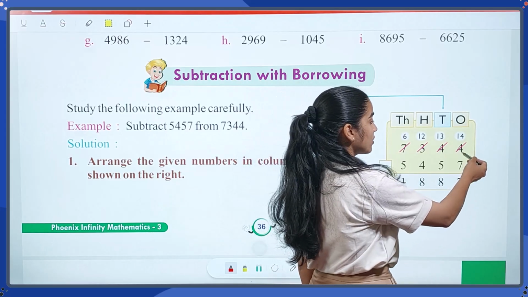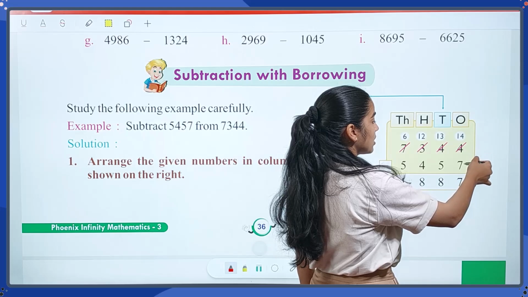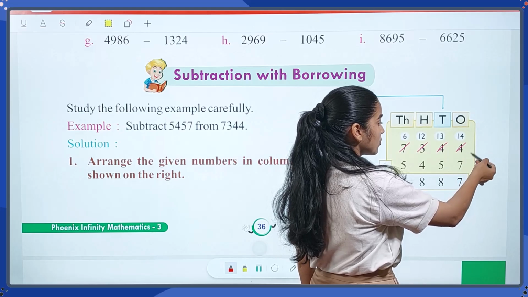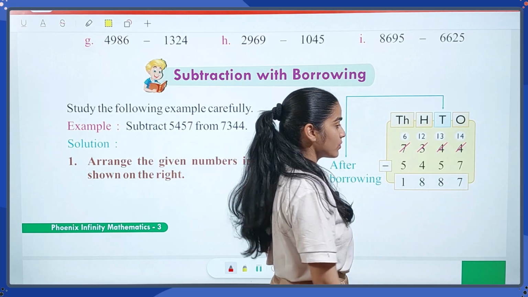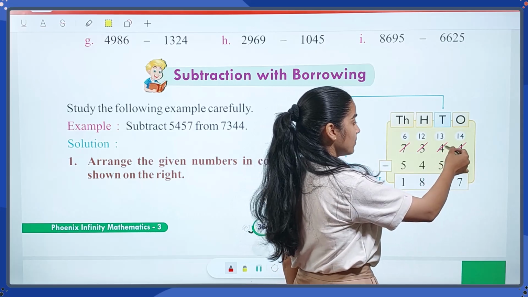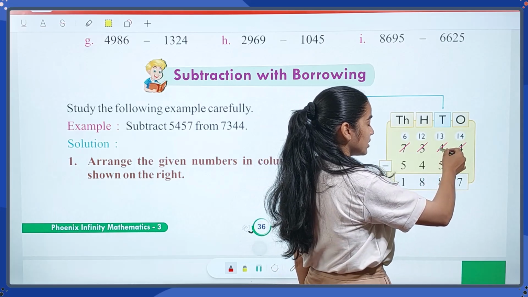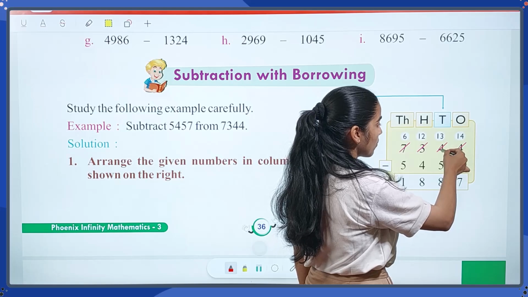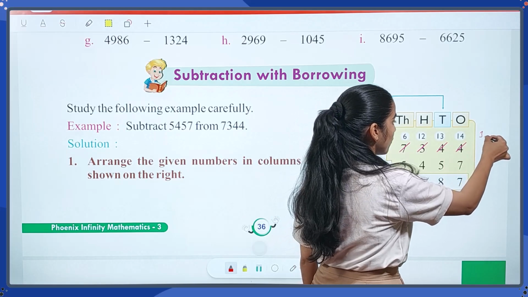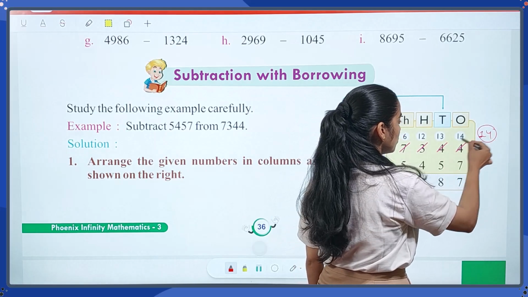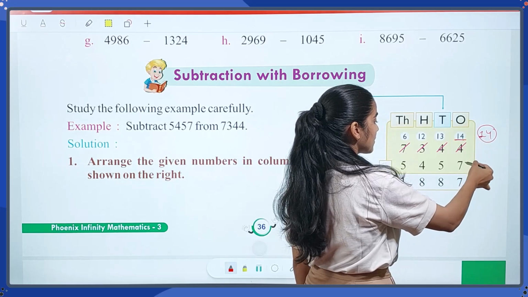But if you see here, what you find here, that 7 could not be subtracted from the 4. So what we are doing, we take a carry from the next number we have. So if we take 1 carry, so 4 will be converted into 14. 14 minus 7 is 7.